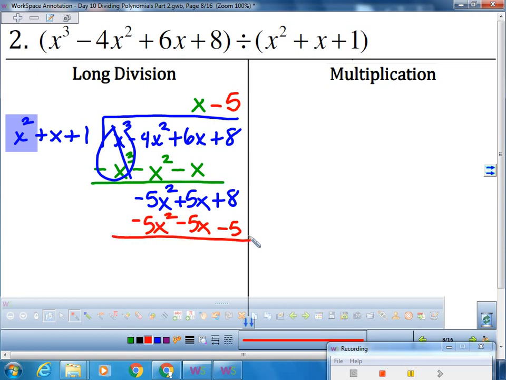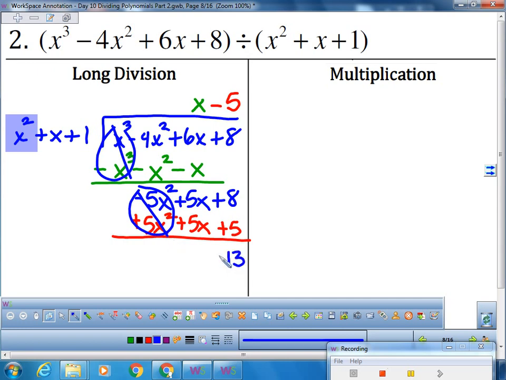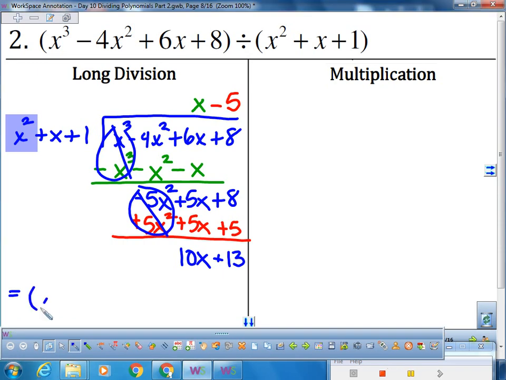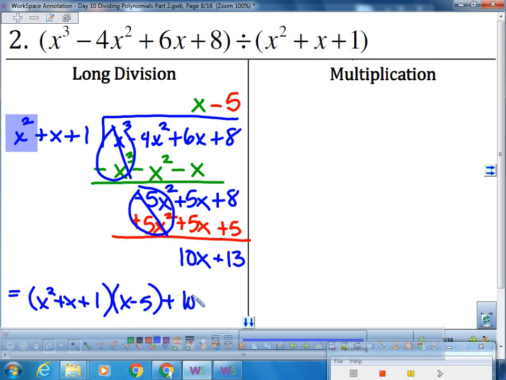And I'm going to draw my line and change all of my signs. That makes this go away. And I'm left with 8 plus 5 is 13. 5x plus 5x is 10x. And that is my remainder. So this is all equal to x squared plus x plus 1 times x minus 5 with a remainder of 10x plus 13. Okay, Essence, what's your question?